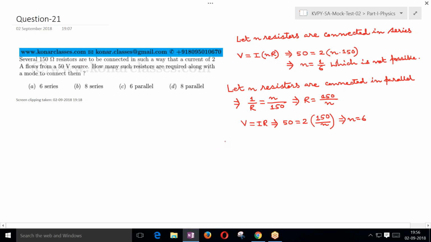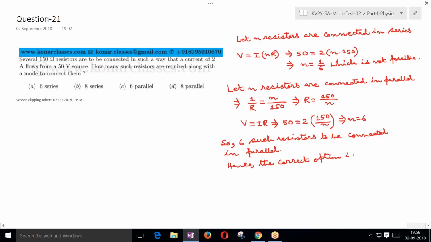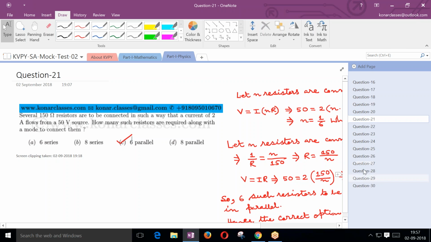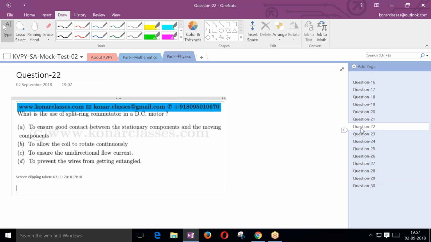So what we conclude? 6 such resistors are to be connected in parallel. Hence the correct option is C. So we get the option C as correct. I hope all of you understood this, and we can proceed to the next question, that is question 22.